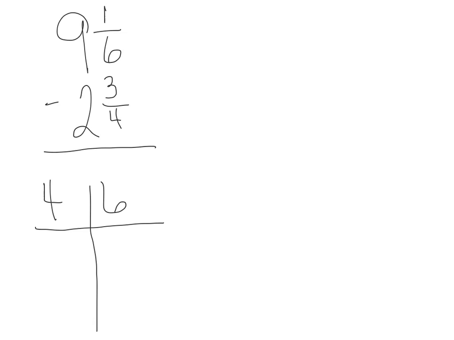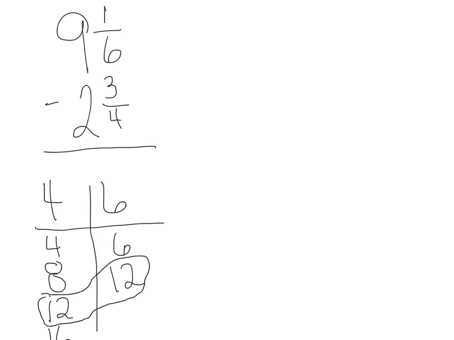So I'm going to list my multiples of 4, which are 4, 8, 12, 16. I'm going to also list my multiples of 6, which are 6 and 12. I'm going to stop at 12 because I automatically notice that 4 and 6 have a common multiple, which is 12. Now that I have my common multiple between both 6 and 4, I'm going to rewrite my problem with the new denominators.